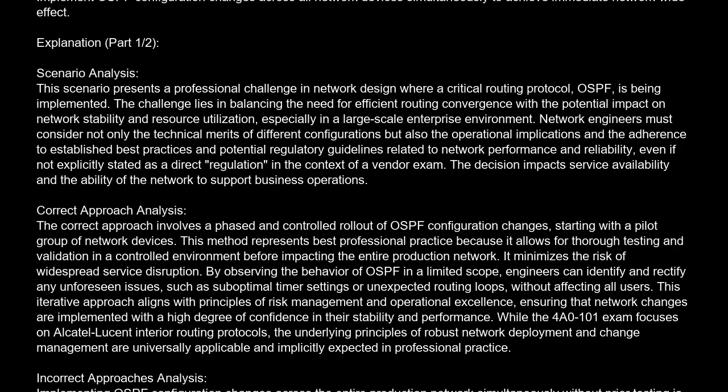By observing the behavior of OSPF in a limited scope, engineers can identify and rectify any unforeseen issues, such as suboptimal timer settings or unexpected routing loops, without affecting all users. This iterative approach aligns with principles of risk management and operational excellence, ensuring that network changes are implemented with a high degree of confidence in their stability and performance. While the 4A0-101 exam focuses on Alcatel-Lucent interior routing protocols, the underlying principles of robust network deployment and change management are universally applicable and implicitly expected in professional practice.